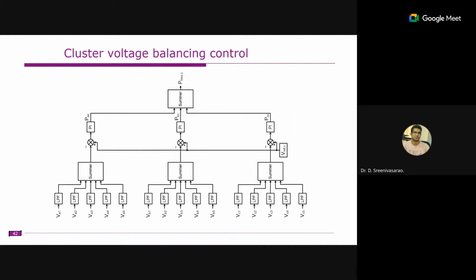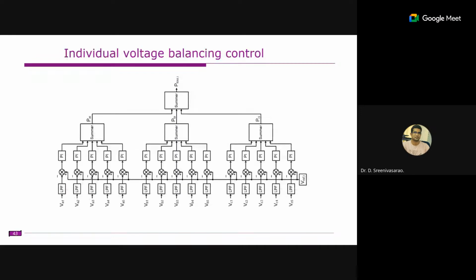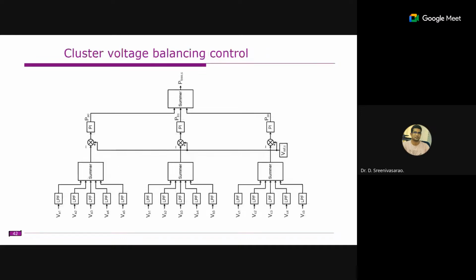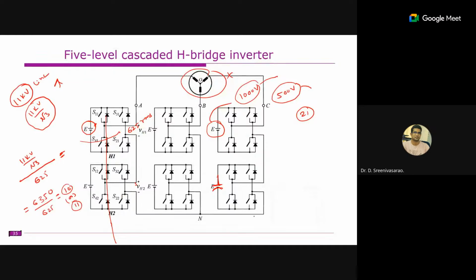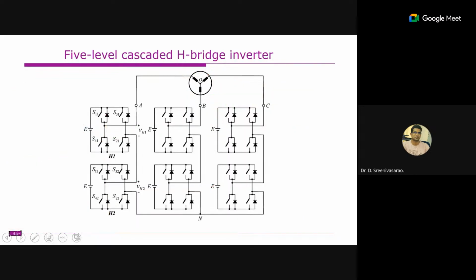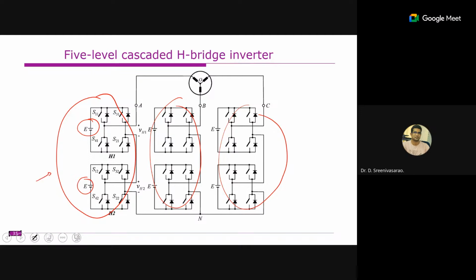There are two things: one is the cluster voltage balancing and the other is the individual voltage balancing. In cluster balancing, this DC link and this DC link, this entire thing acts as a cluster or one phase leg. So this is known as the cluster voltage balancing.